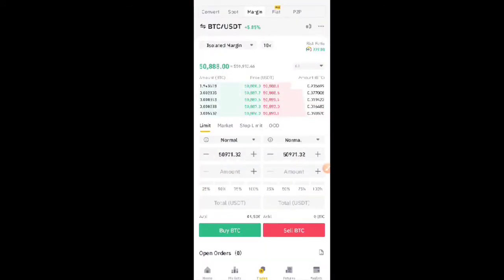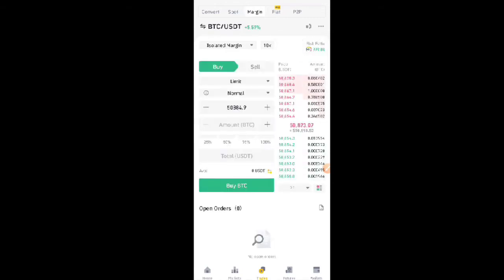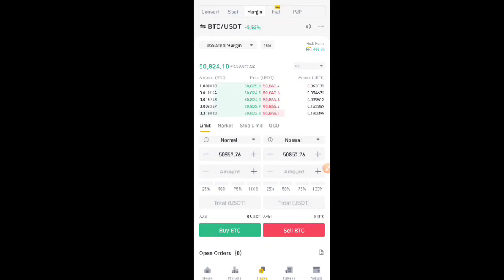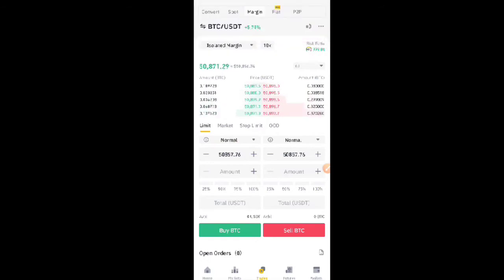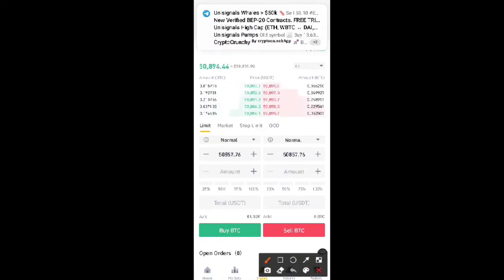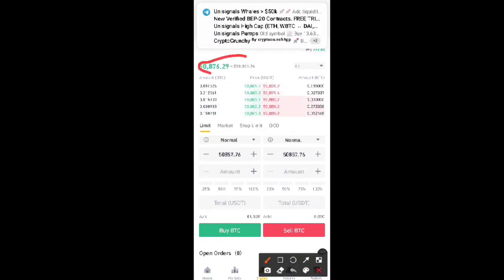Now I changed the interface of this trading. First of all, you go to trade here. You can change the interface to vertical. This is vertical. Then I'm using horizontal, which spreads everything out. Let's just say, for example, you want to long from that price. As you can see, this is the current market price of Bitcoin.